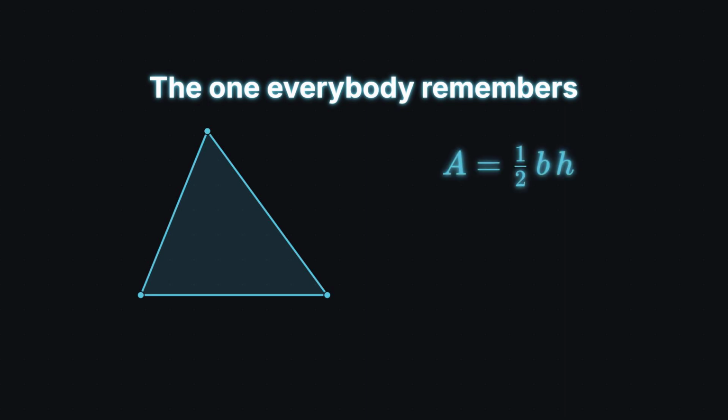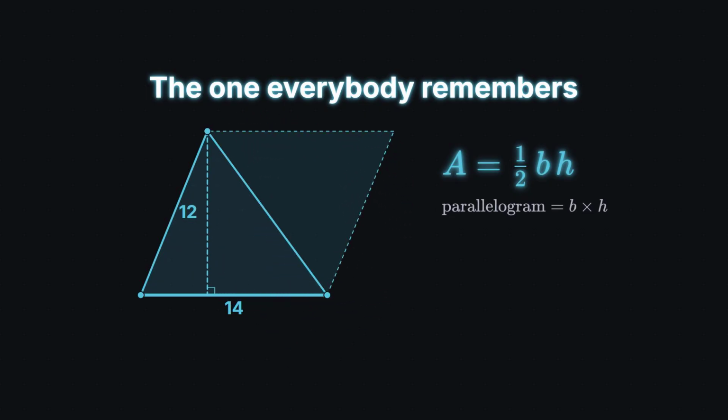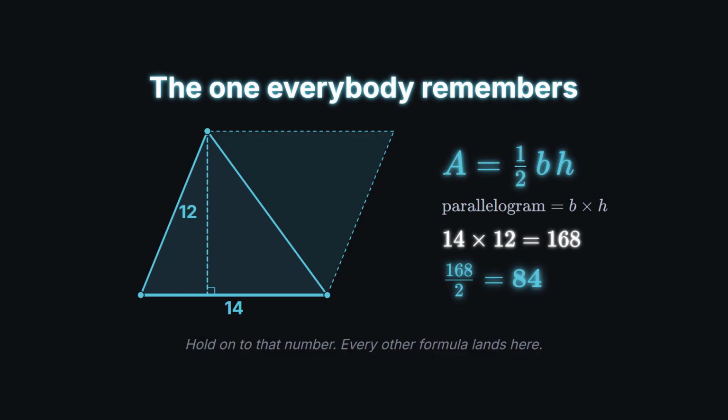Area equals 1/2 times base times height. Why the 1/2? Take a second copy of your triangle, spin it around, and slide it into place. The 2 copies lock together into a parallelogram, and a parallelogram is just a base times a height. Your triangle is exactly half of it. 14 across, 12 up, 168, halved. 84. Hold on to that number.